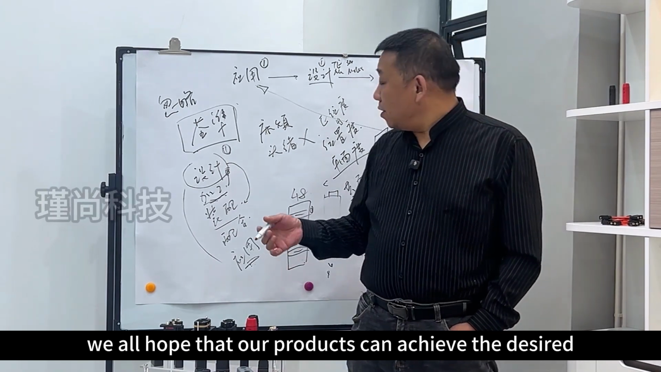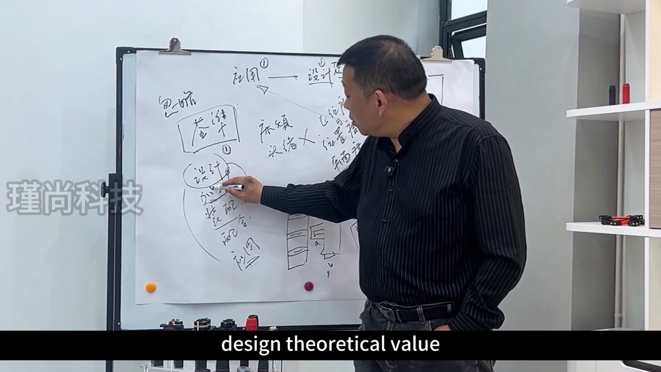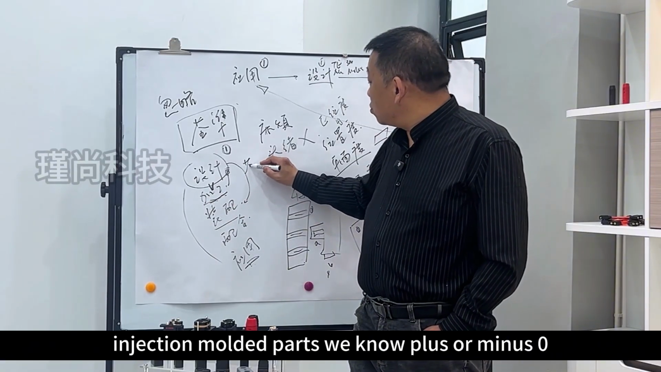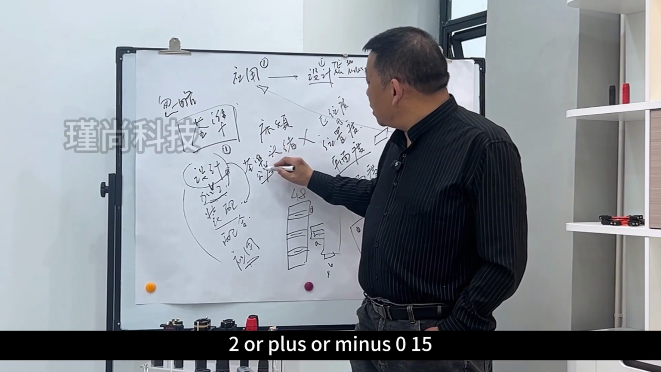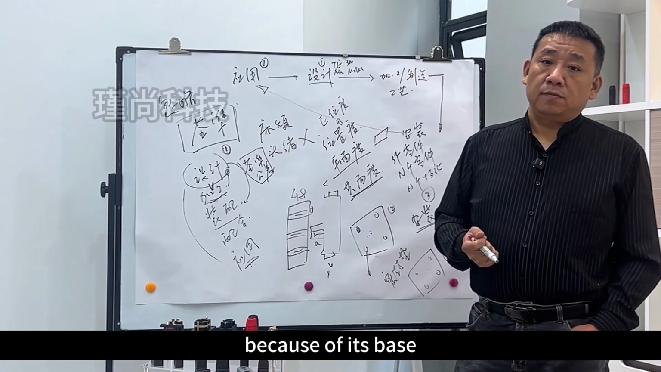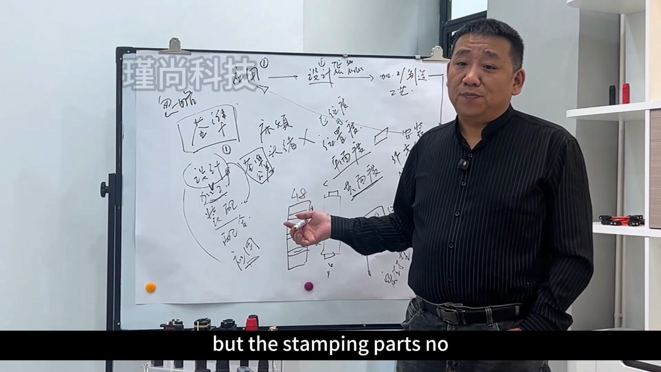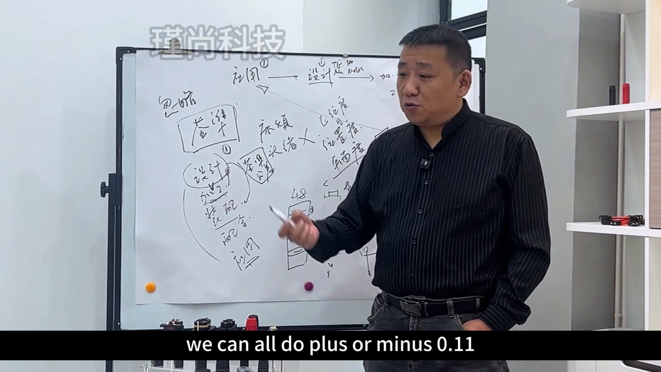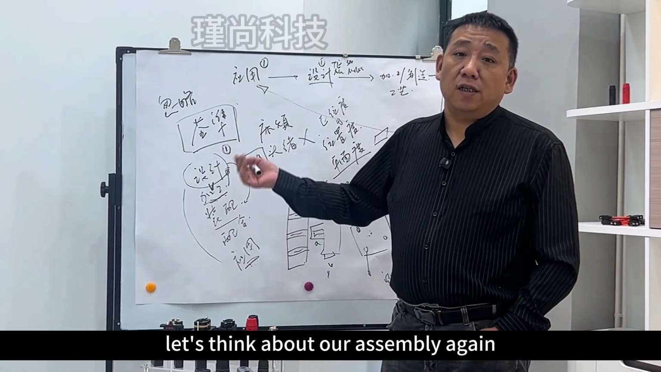We all hope that our products can achieve the design theoretical value. So what happens when the two benchmarks don't coincide? For injection molded parts we know it is plus or minus 0.02 or plus or minus 0.015. I wouldn't ask for plus or minus 0.0005, would I? Because the machining accuracy basis cannot reach it. But for stamping parts, we can all do plus or minus 0.01. The same principle applies. When my machining accuracy is determined, let's think about our assembly again.